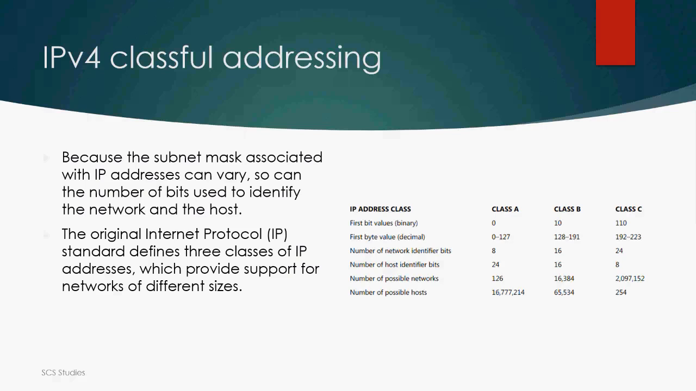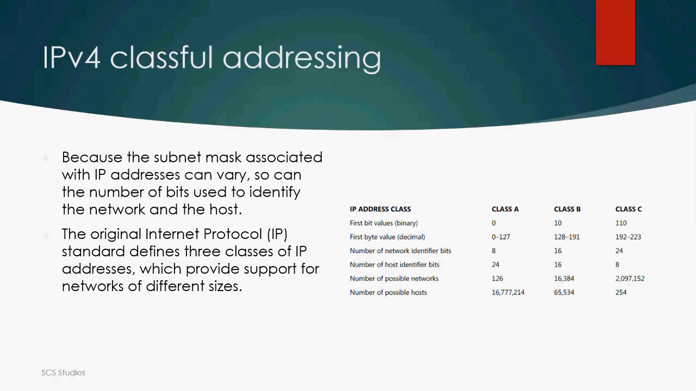The number of host identifier bits available in class A is 24, class B has 16 host bits, and class C has only 8 host bits.